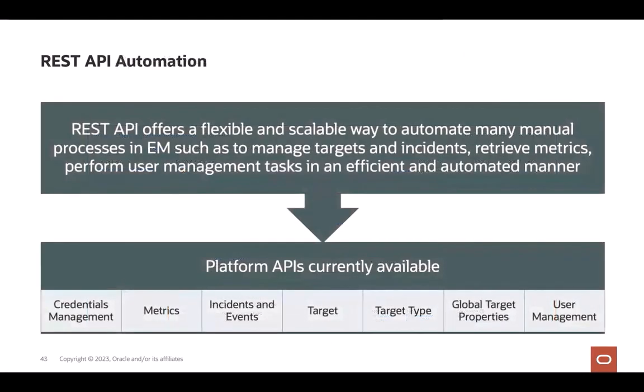To summarize, REST APIs offer a flexible and scalable way to automate many manual processes in Enterprise Manager, such as to manage targets and incidents, retrieve metrics, perform user management tasks in an efficient and automated manner, and more. Platform APIs currently available include credentials management APIs, metrics, incidents and events, target type, target, global target properties, and user management.